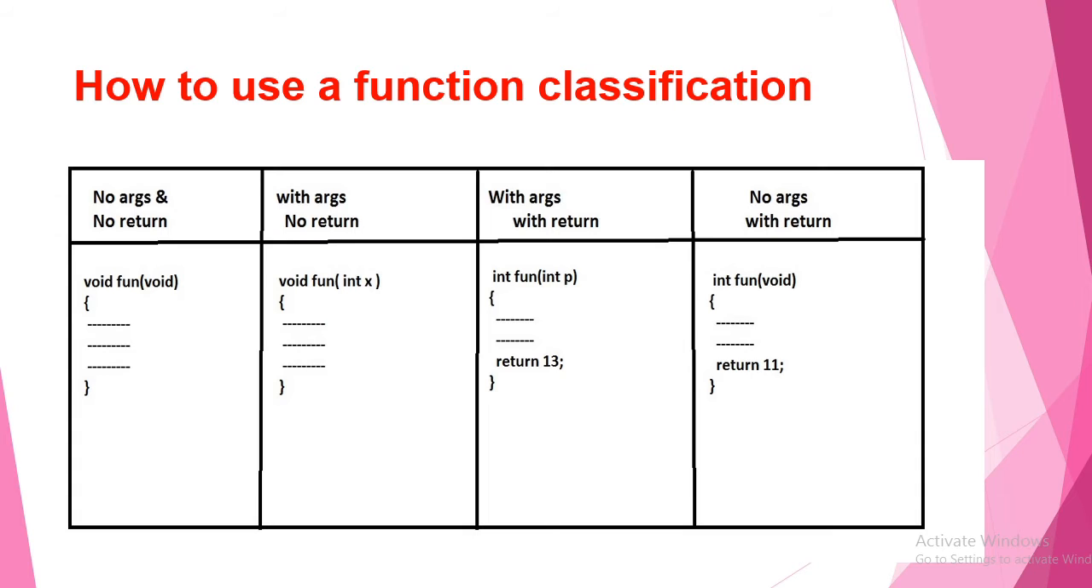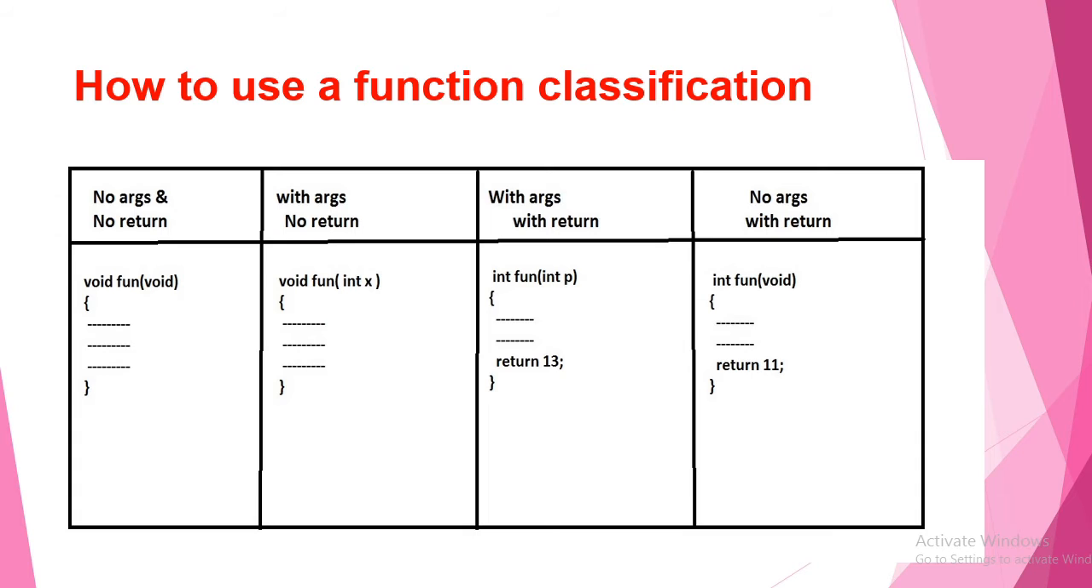See here, I have made four different paragraphs, meaning four different parts, and in the four parts I have written each and every classification. In the first block I have written no argument, no return value. In the second block I wrote with arguments, no return. Then with arguments with return. Then no arguments with return. I wrote ARGS for the short form. This is the full form: no argument, no return value; with argument, no return type; with argument with return value; no argument with return value. Just like that, four are there.